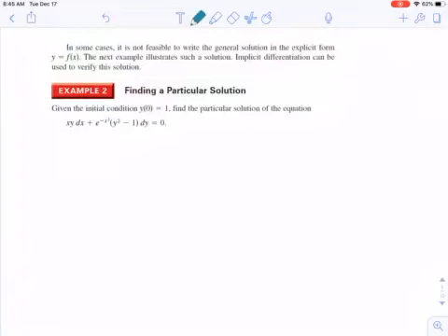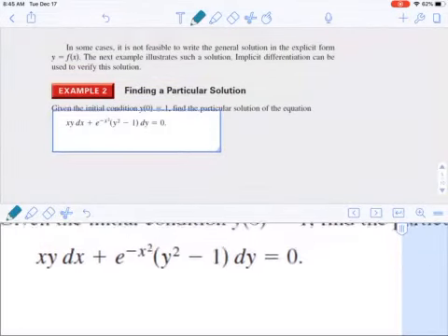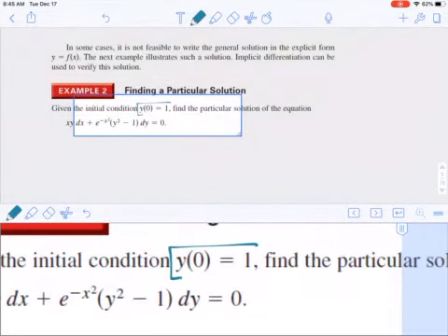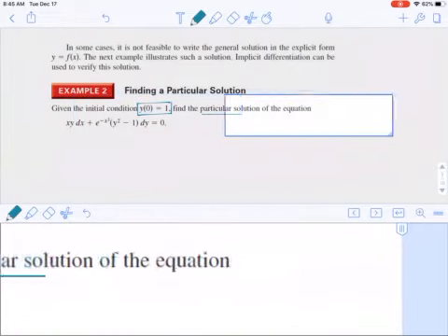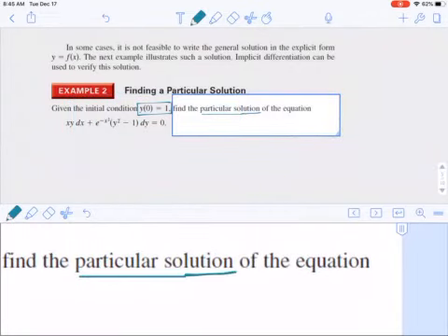All right, in some cases, it is not really easy or feasible to write the general solution in the explicit form, y equals. So I'm going to let you know what that looks like if you can't. It says, given the initial condition, so that means I'm going to take this to a particular solution. Find the particular solution of the equation given there, right?